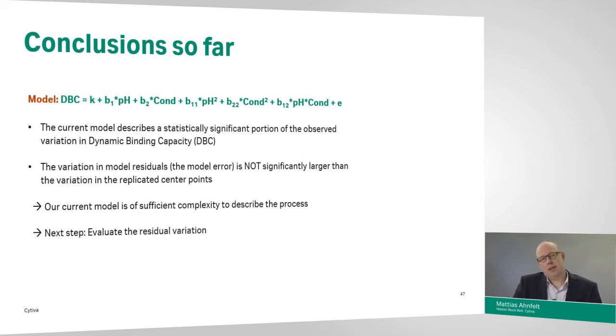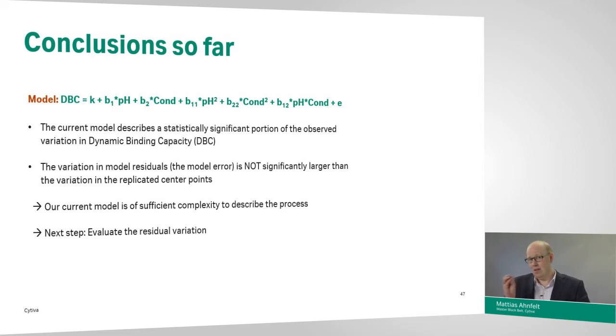So it seems that we have a model that is sufficiently complex to accurately describe the process. We don't know if it's the optimal refined model. It could be that we have too many parameters in the model, but at least we know that it seems that we don't have too few at least. So next step now is going to be, again, to look into the residual variation and see if we have any systematic structures or variations or trends in the residuals.